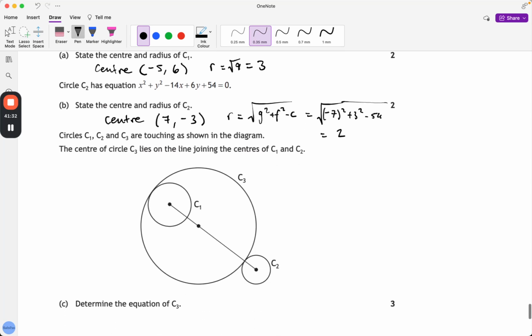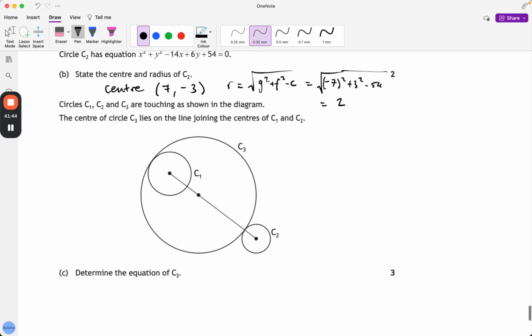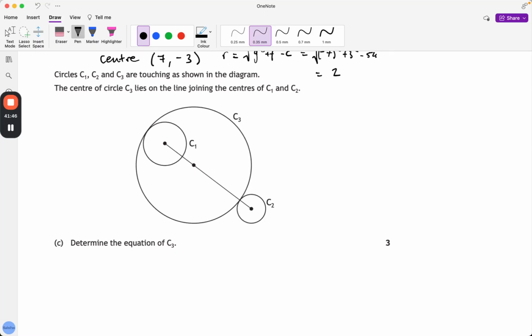So we've now been told that circles C1 and C2 and C3 are touching as shown in the diagram. The centre of C3 lies on the line joining the centres of C1 and C2, and based on all of that, we want to determine the equation of C3. So I'm just going to pull some information down from there.